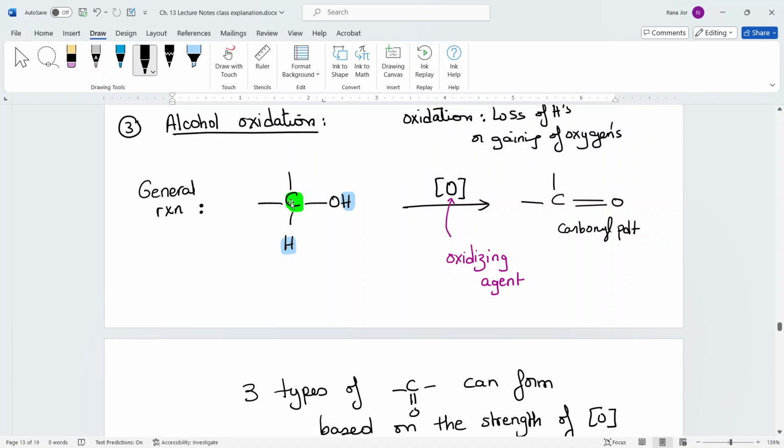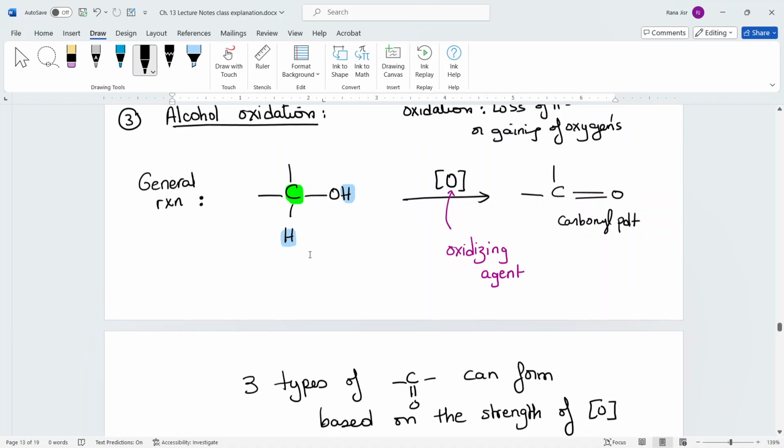For this reaction to happen, the carbon needs to have a hydrogen to lose. So I need to be working with a primary or a secondary alcohol. I cannot be working with a tertiary alcohol because a tertiary alcohol has no hydrogen here. I would need to lose a hydrogen from the carbon, and a hydrogen from the OH in order to carry this reaction. Now, there are different carbonyls that form based on the type of oxidizing agent that I use and the identity of the alcohol that I start with.